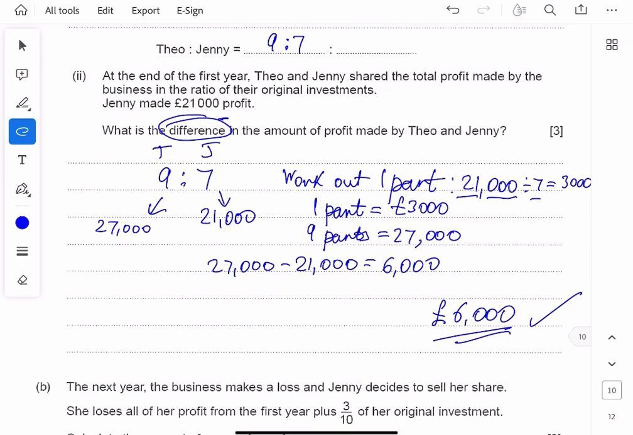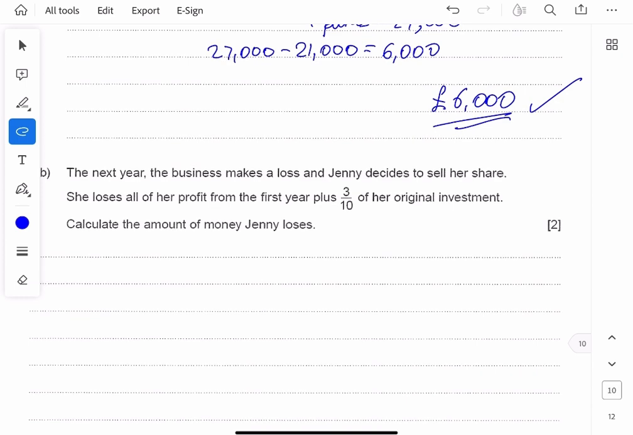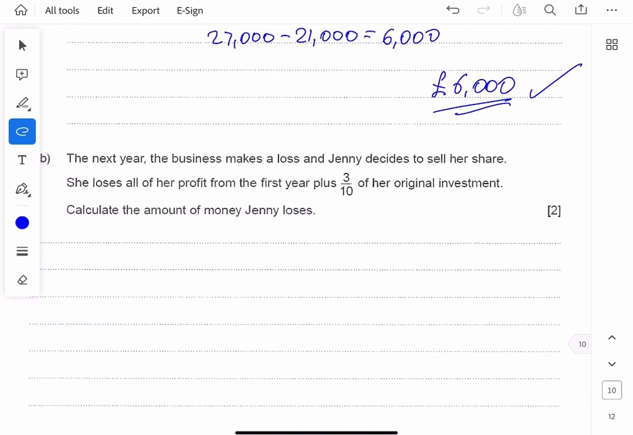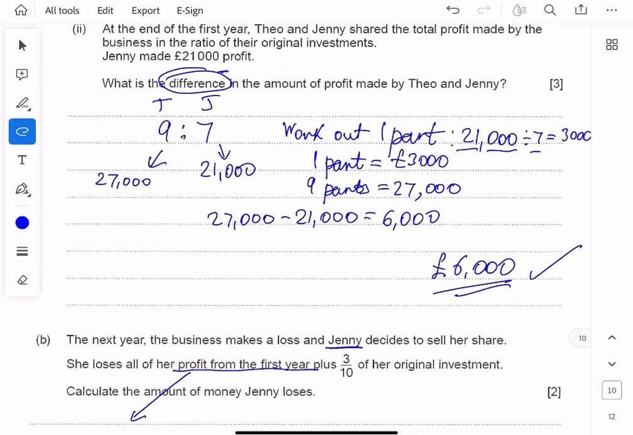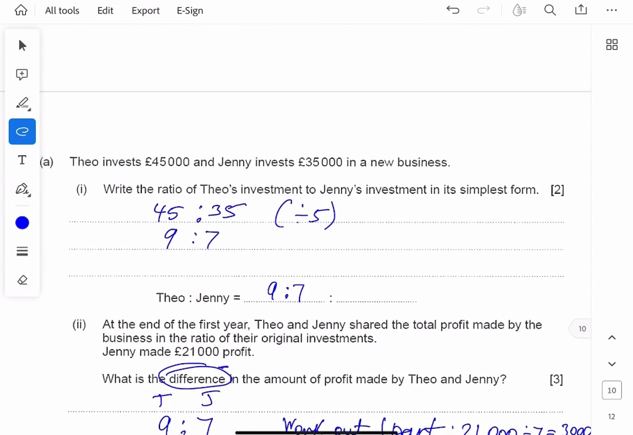Well done if you got this right. So the next year, the business makes a loss and Jenny decides to sell her share. She loses all of her profit from the first year, plus 3/10 of her original investment. So let's have a look.